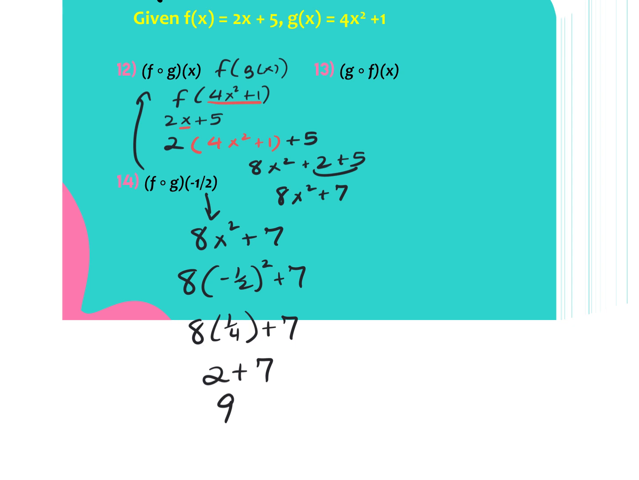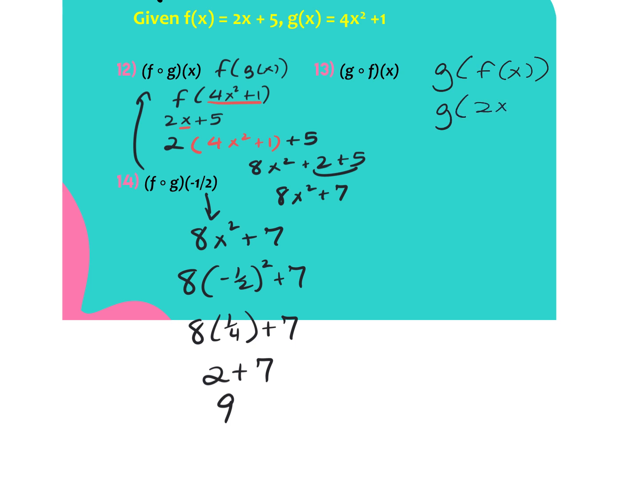For number 13, we're taking the F of X function, and it's going to get substituted into the G of X function for the X. So really what we're doing here is taking the G of X function and plugging in 2X plus 5 for X. So my G of X function was 4X squared plus 1. I'm taking out X and replacing it with 2X plus 5. So 4, and then now put in 2X plus 5. I need to square that, and then I'm going to add 1.